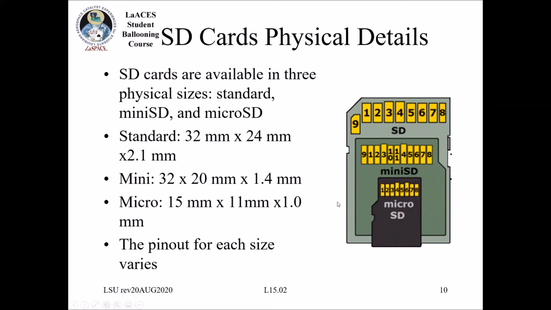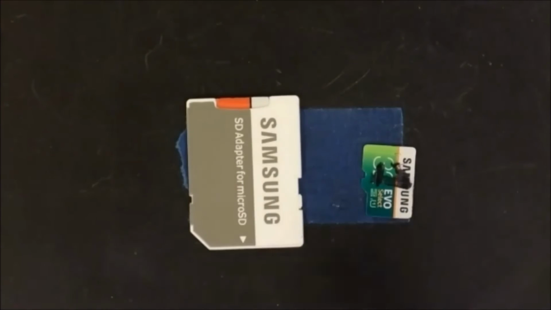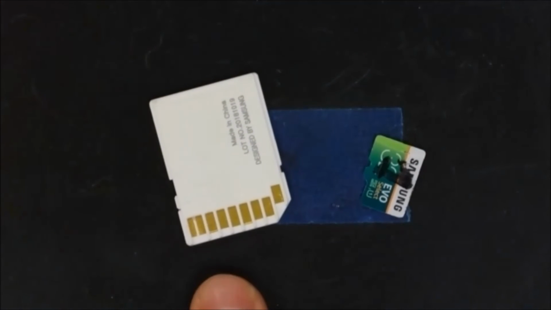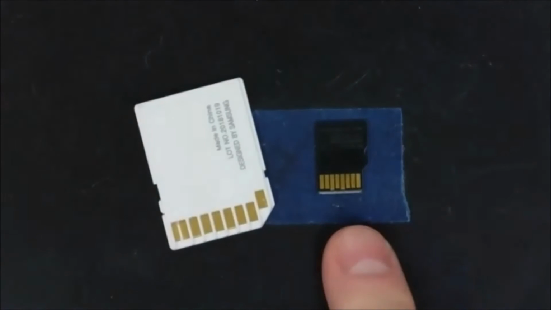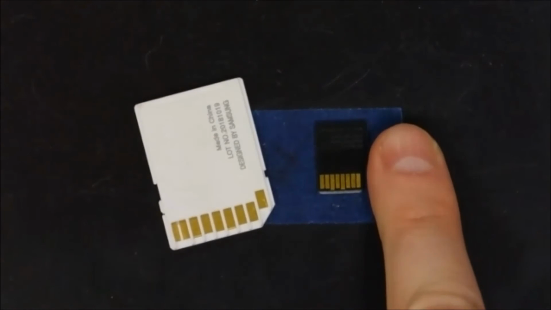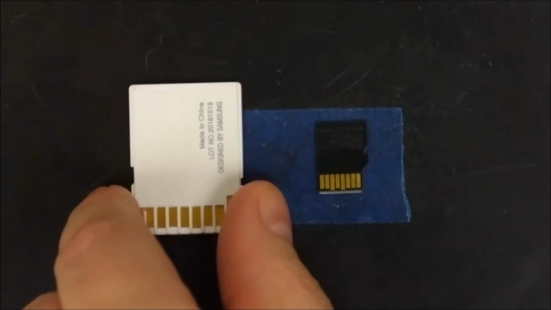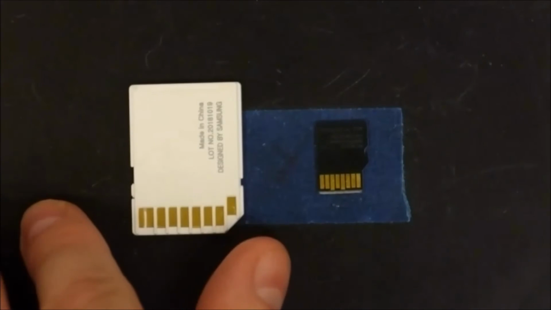And if I switch over briefly here to the camera, I can bring up the SD cards. So everyone should be seeing two cards here. This right here is the standard SD card size, and this little one right here is a micro SD card. You can see the micro SD card is roughly the size of my fingernail, and the full size SD card is a little bit bigger than that.